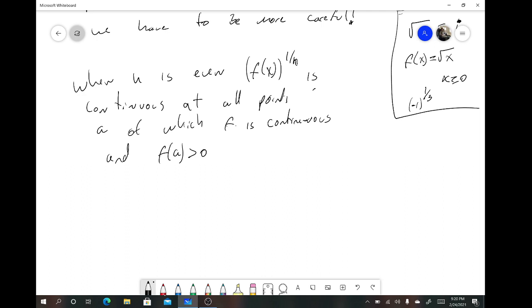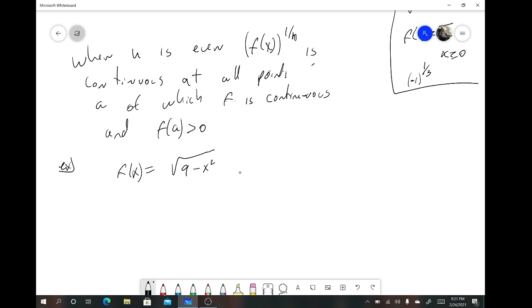Okay, so let's do an example of that to see what we mean. Let's say we're working with f of x equals the square root of 9 minus x squared. Okay, so this is an even root. So by this theorem, we know that this is going to be continuous at all points of which f is continuous and f of a is positive. So we cannot have any output values being negative.